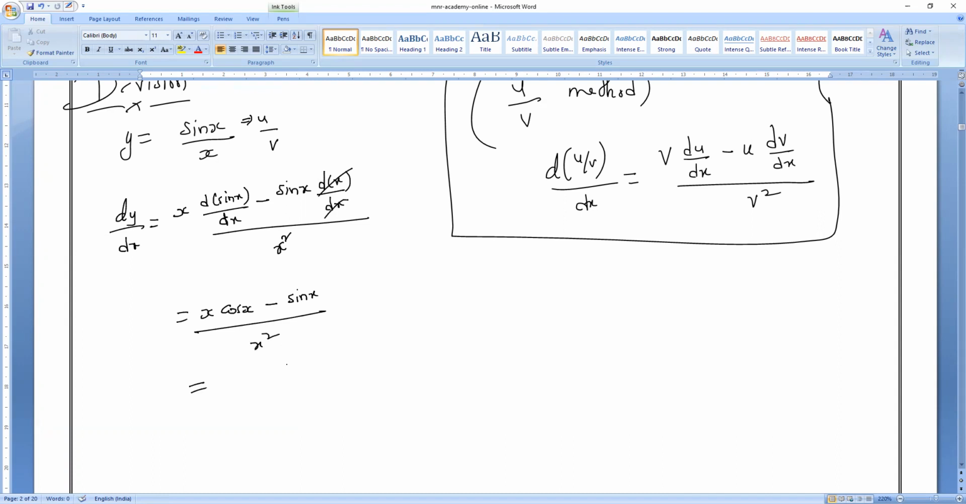So that's all. Now what is the answer that will come? You cannot cancel this x with x square. So the answer is x cos x minus sin x, divided by x square.